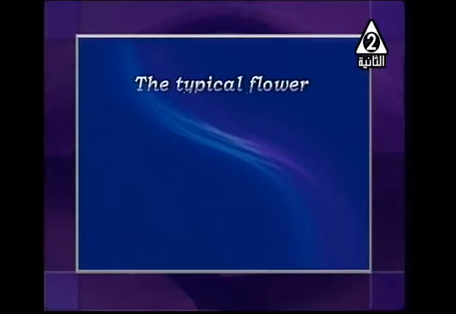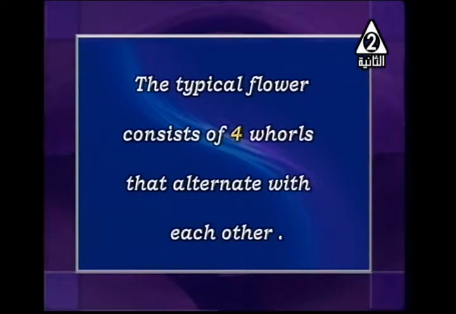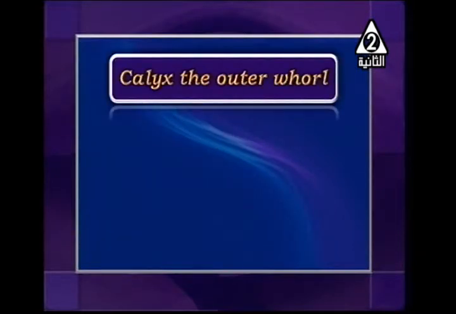Well, after that, the typical flower consists of, as we said, what? 4 whorls. What does whorl mean? Well, a whole circle, a group of leaves, we call one whorl. The typical flower consists of 4 circles or 4 whorls of leaves or leaflets, whatever, okay, that alternate with each other. Let's start. The first one, the first floral part, is called calyx.